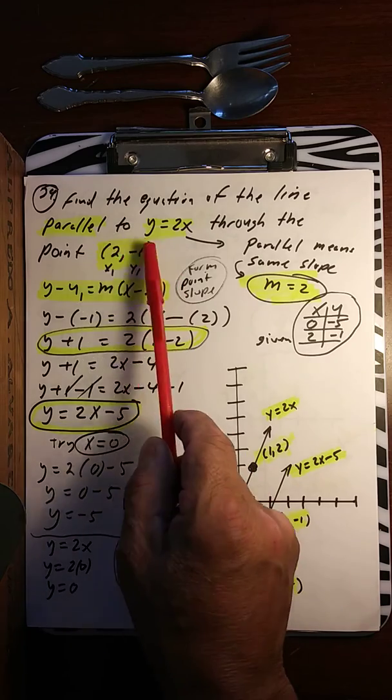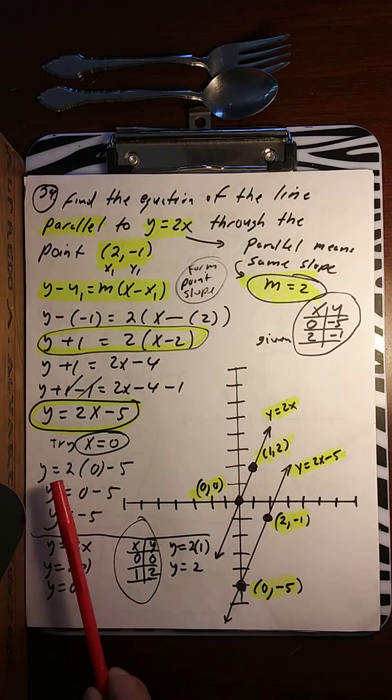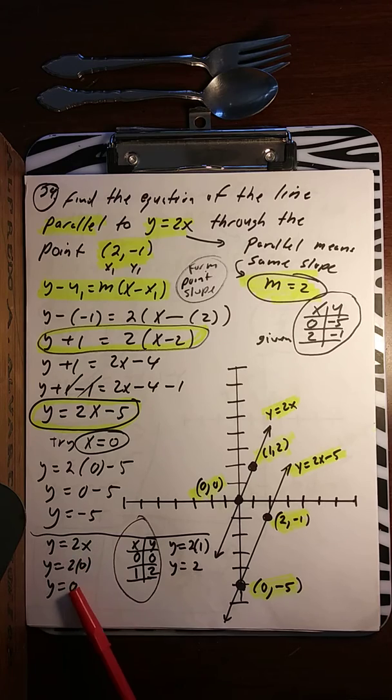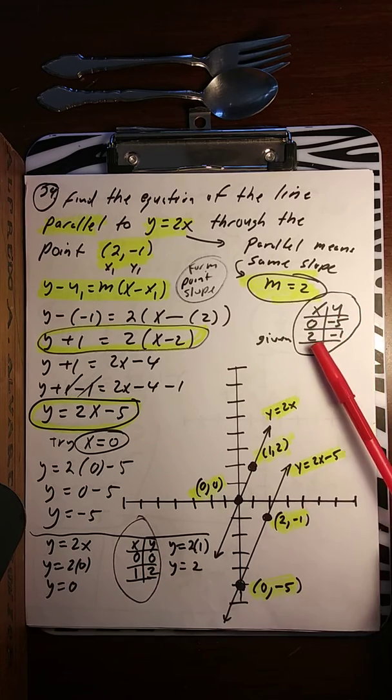We do have 1 point. Let's find another point. Try x equals 0. 2 times 0 is 0. 0 minus 5, negative 5. So we have 2 points now. We have y equals 2x. 2 times 0 is 0. So we have (0, 0), (1, 2). We have (0, negative 5) and (2, negative 1).